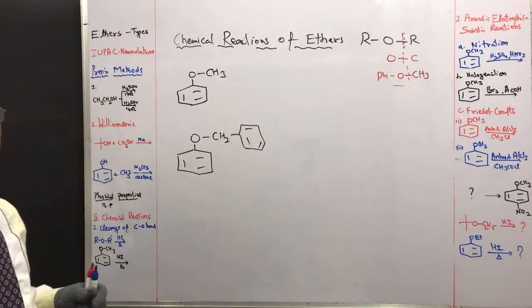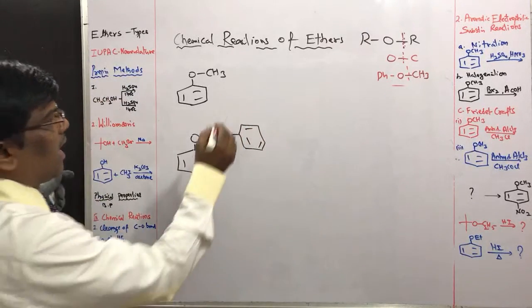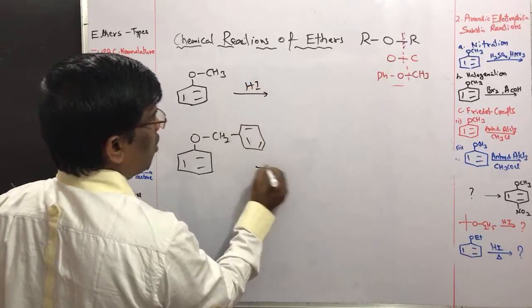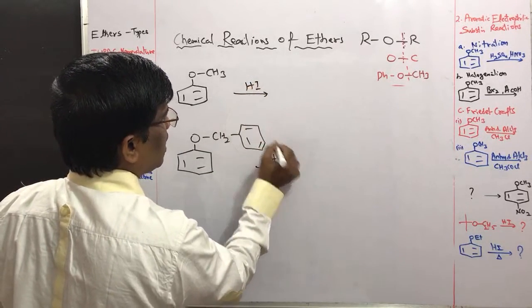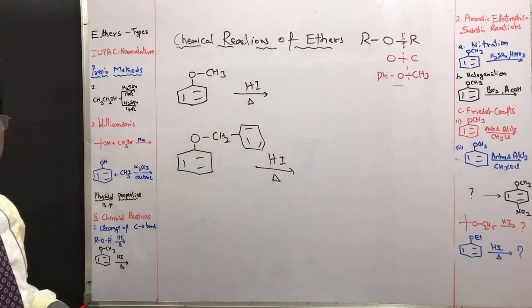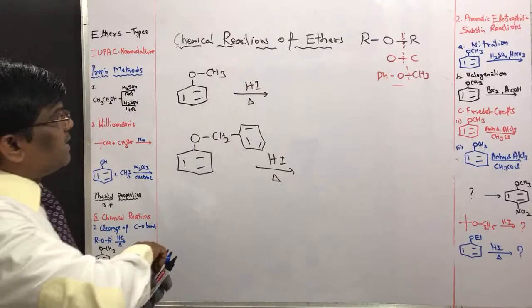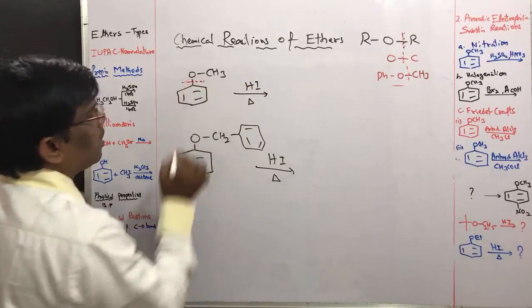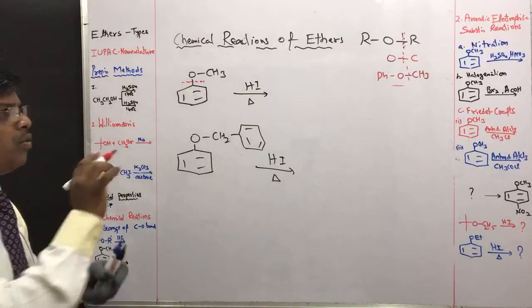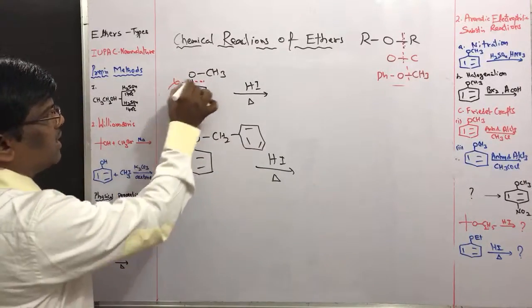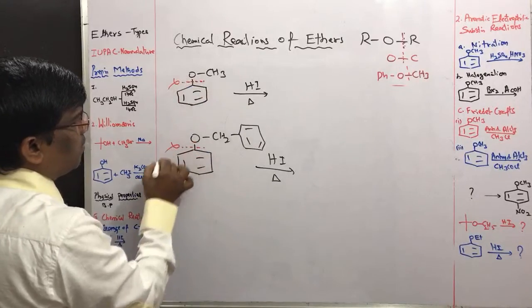This is benzyl methyl ether. And when I add HI and heating, what is the product here? Yes? So, is it easy to break this bond? No. So just rule out. This bond breakage is not going to take place.